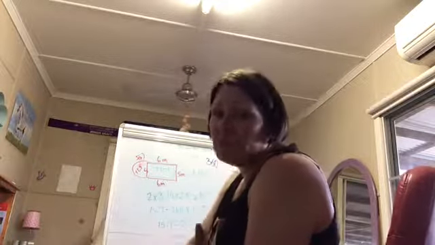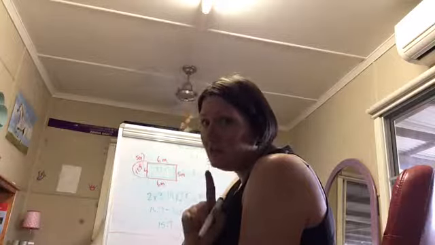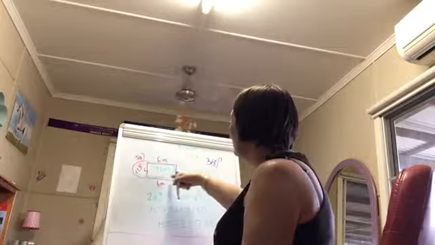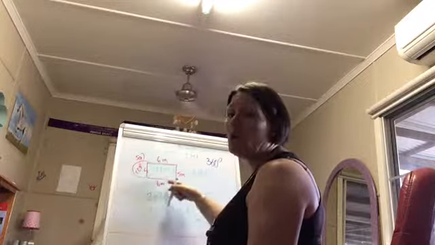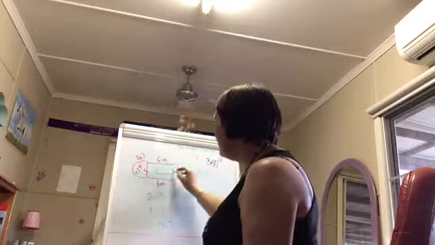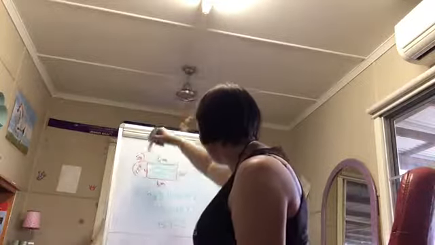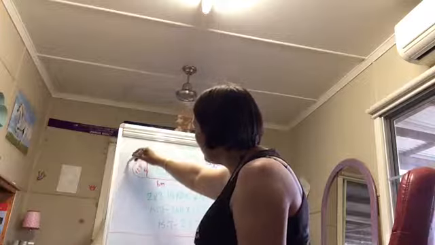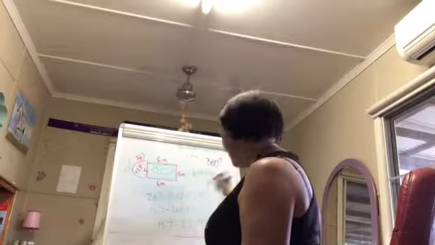Now, you're not finished yet. Okay, don't make the mistake. Alright, because it's saying what is the perimeter of the whole shape. So the perimeter of this one is 17. The perimeter of this one is 7.85. So I have to add them together.